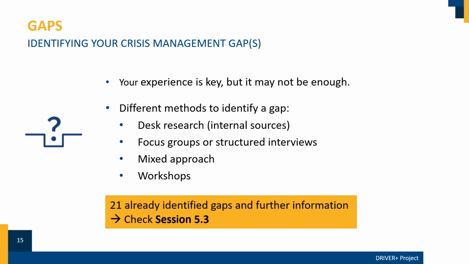You'll find information on those workshops as well as the list of 21 previously identified gaps and additional information in session 5.3. Most important in this step is that you detail out exactly what the gap is you would like to bridge. When does it appear? Where does it appear? How often does it come up? And who is involved? Detailing out your gap is also important if you already have a potential solution in mind, because you must know exactly what this solution is envisioned to solve.